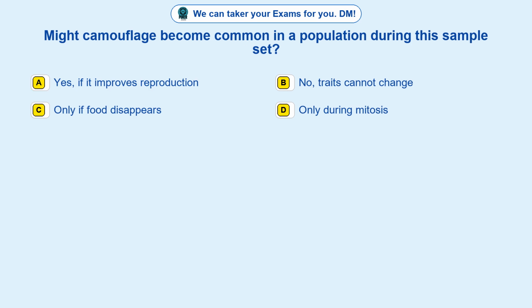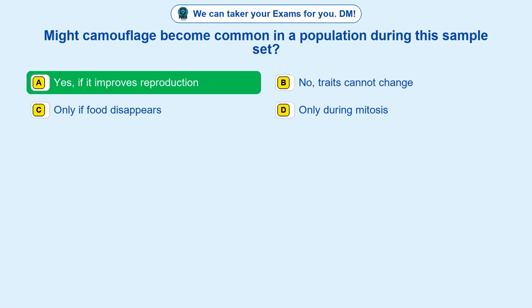Question 12. Might camouflage become common in a population during this sample set? Option A. Yes, if it improves reproduction. Option B. No, traits cannot change. Option C. Only if food disappears. Option D. Only during mitosis.